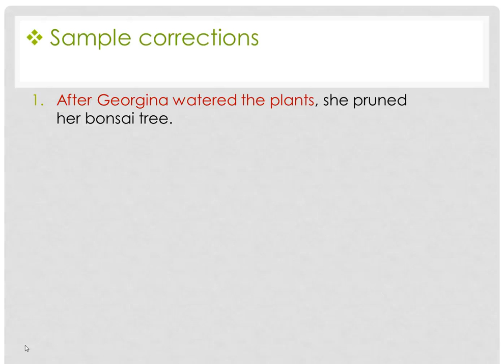You're back. Let's look at some sample corrections. And again, your corrections will not match what is on this screen, but it's always instructive to look at some extra examples. So number 1, for this one, I put a comma at the end and I added a new independent clause. She pruned her bonsai tree, which has a subject, a predicate, and on its own it can stand as an independent clause. So altogether, after Georgina watered the plants, comma, she pruned her bonsai tree. Check on your paper. Did you put yours at the beginning? And if you did, did you follow it with a comma?